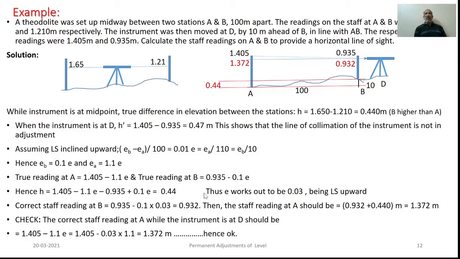By solving, E works out to be 0.03, the line of sight being upward. Hence, with this value of E, the correct staff readings can be worked out as 0.932 and 1.372 at station B and station A respectively. So we can apply the check and confirm the computations that we did.